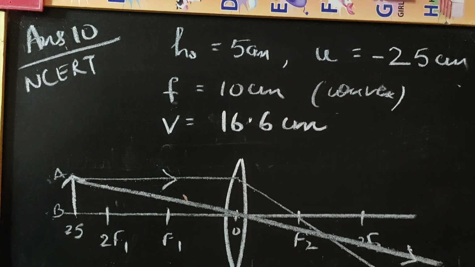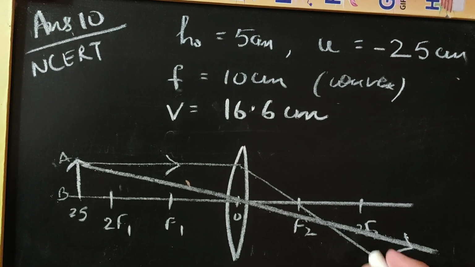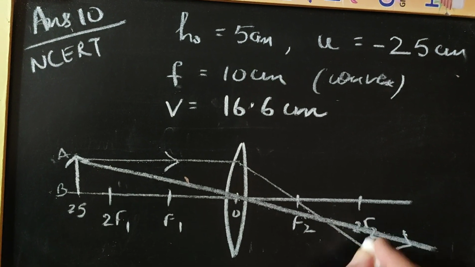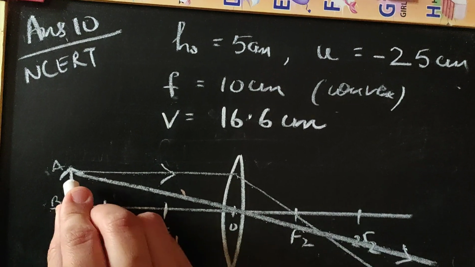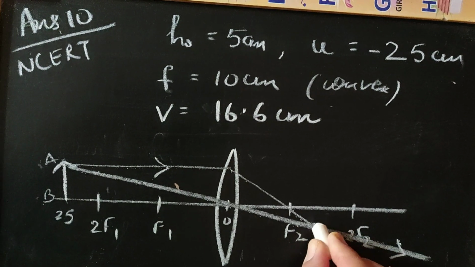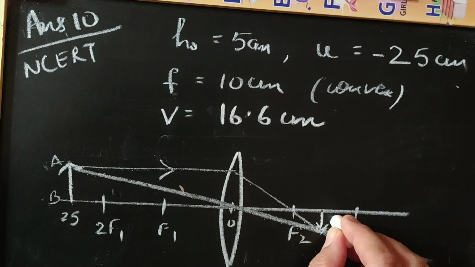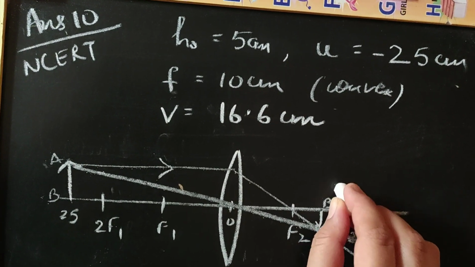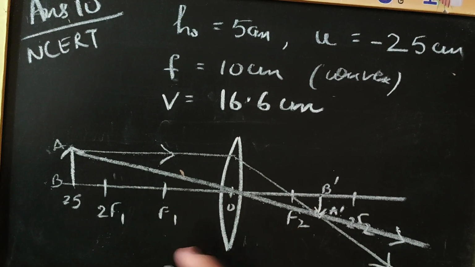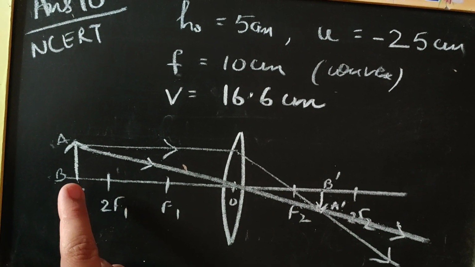Now we can clearly see that these two rays are intersecting at a point somewhere in between f2 and 2f2. So these rays were emerging from point A. So this is the image of point A where the refracted rays are intersecting, and this is the inverted image A dash B dash. You can clearly see that the image is smaller than the object as expected.